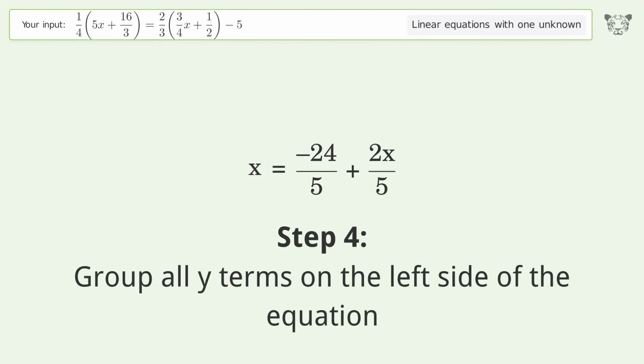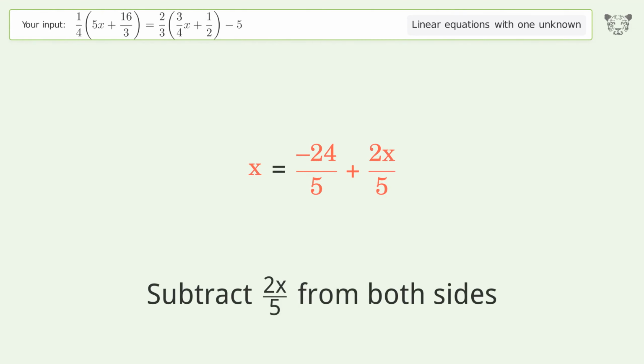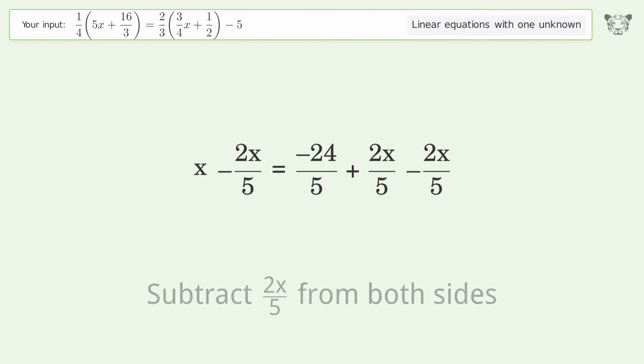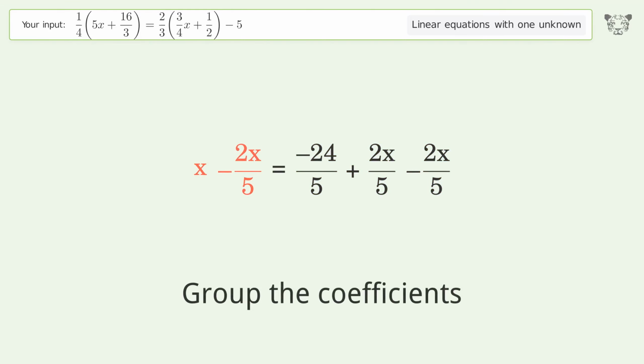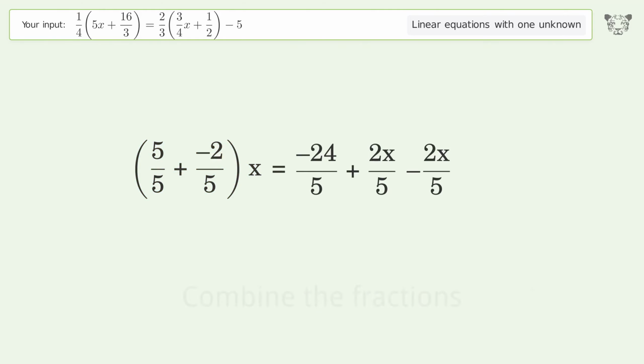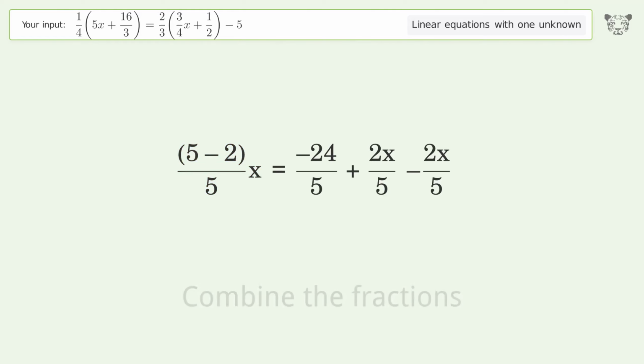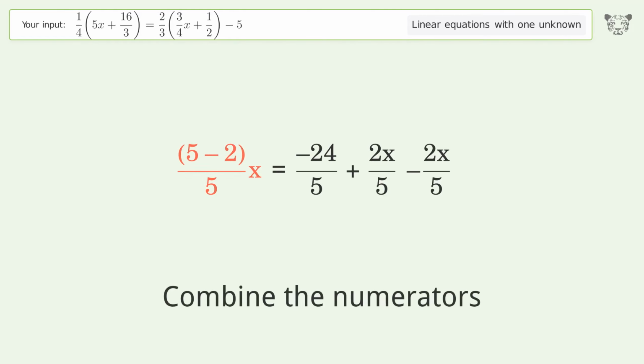Group all y terms on the left side of the equation. Subtract 2x/5 from both sides. Group the coefficients. Convert the integer into a fraction. Combine the fractions. Combine the numerators.